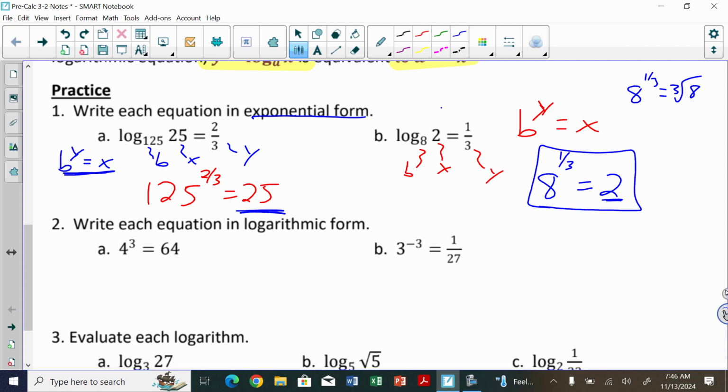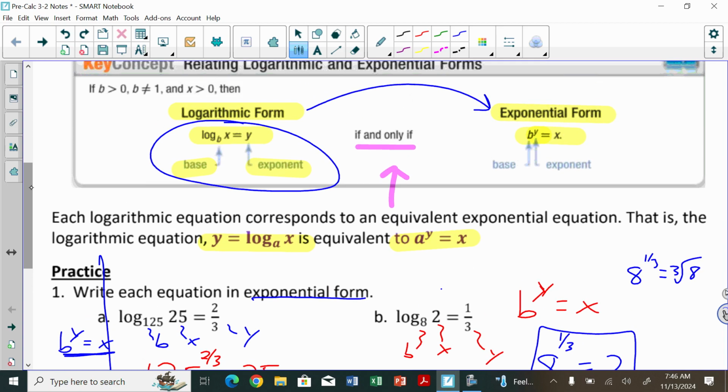Now we're going backwards. Now we're going from exponential form into logarithmic form. So we're going to go from here, and we're going to go back to that form, logarithmic form.